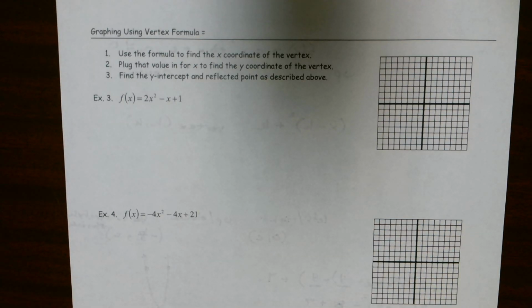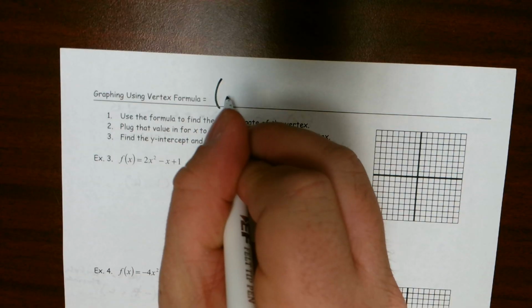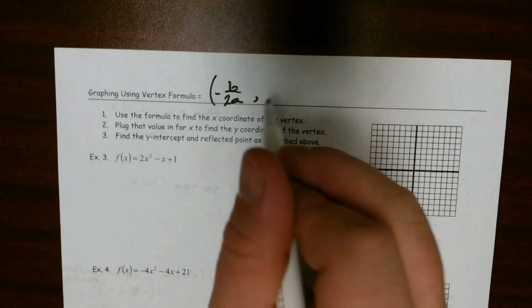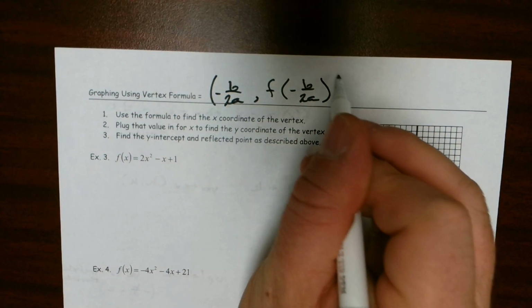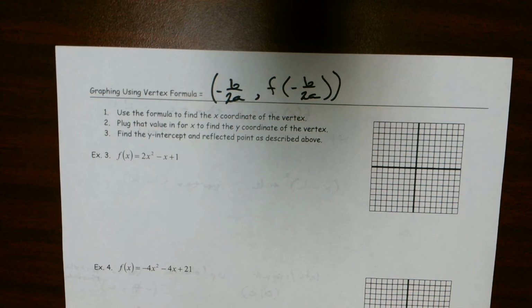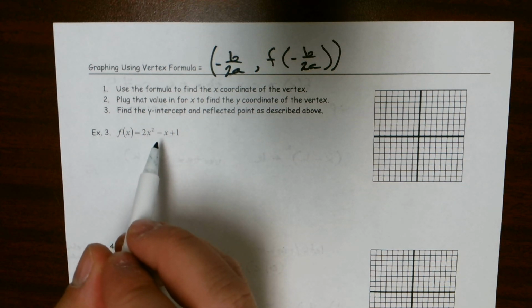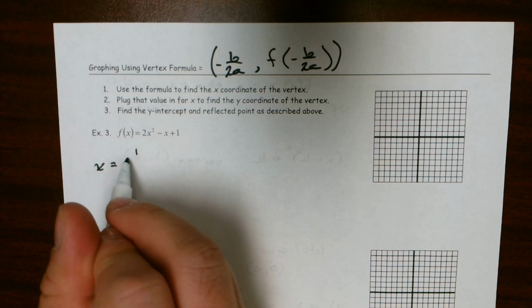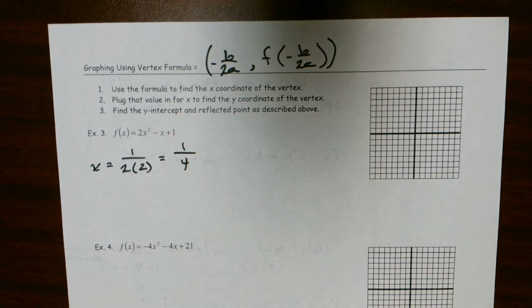Okay, now we're back and we're going to talk about a different way of graphing a parabola, and that's by using the vertex formula. To find the vertex, the x-coordinate is always going to be negative b over 2a. And then for the y-coordinate, just plug that point, negative b over 2a, into your function and see what you get. Okay, so let's take a look here at our function really fast. x equals negative b, so 1, over 2a, which is 1/4.